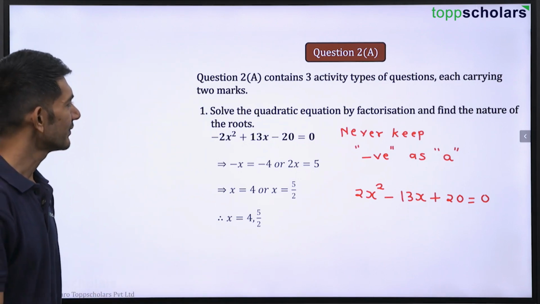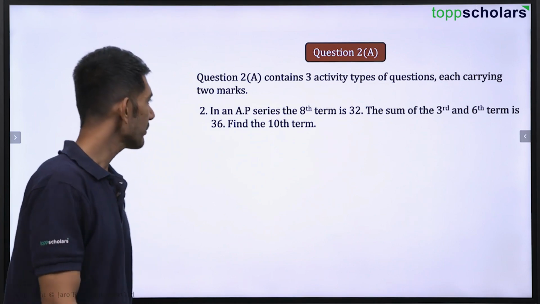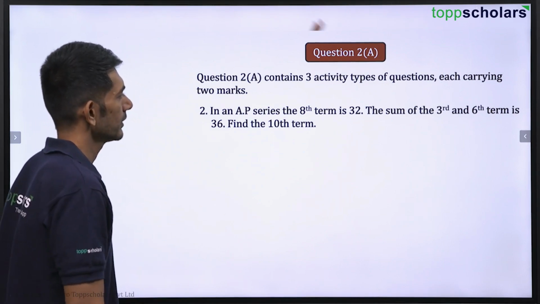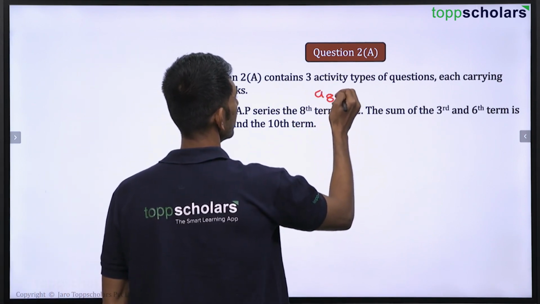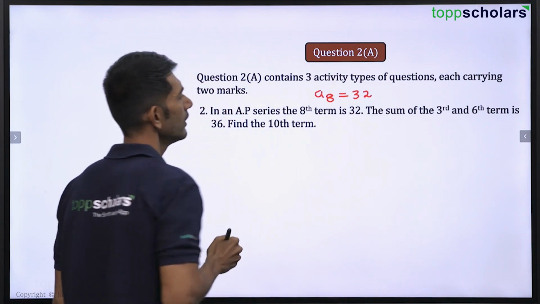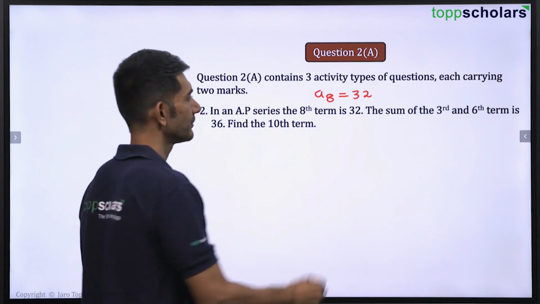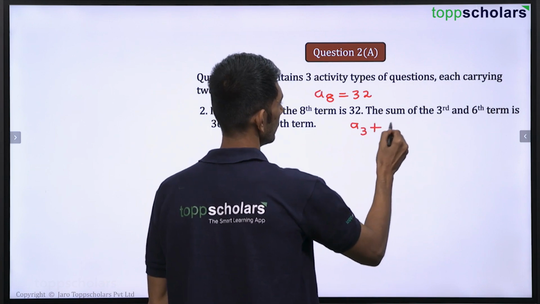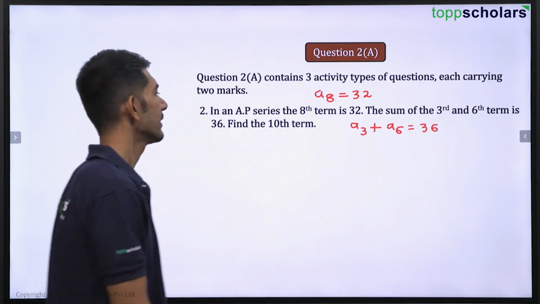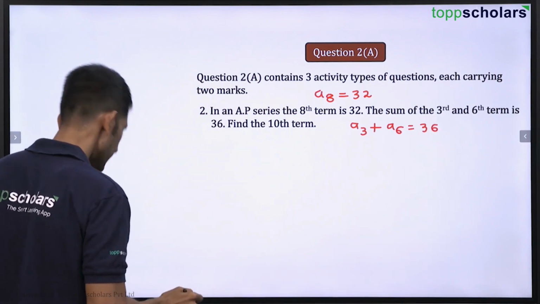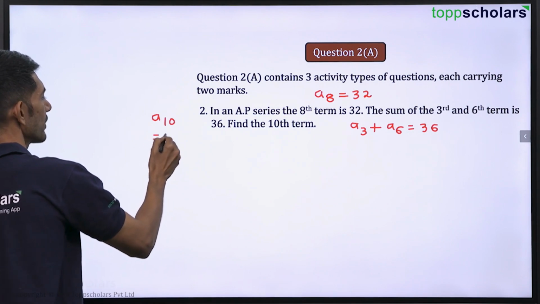Okay, that becomes easy. So the next question says, in an AP series, the 8th term is 32. That means A8 is 32. The sum of the 3rd and 6th terms is 36. That is A3 plus A6 is 36. Find the 10th term. 10th term means A10. So this is given and this is what we are supposed to find out. A10 is question mark.